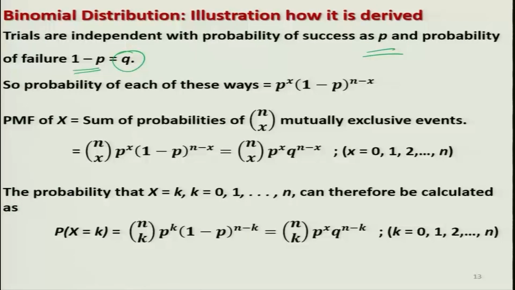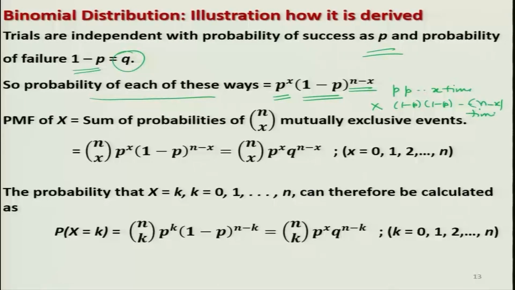Because all these events are independent, you know that if there are two independent events A and B, then the probability of A intersection B is the probability of A times the probability of B, right. So the probability of each of these ways will simply be p raised to the power x times 1 minus p raised to the power n minus x. This indicates there are x successes, so it will be p, x times, multiplied by n minus x failures, so 1 minus p up to n minus x times, right.